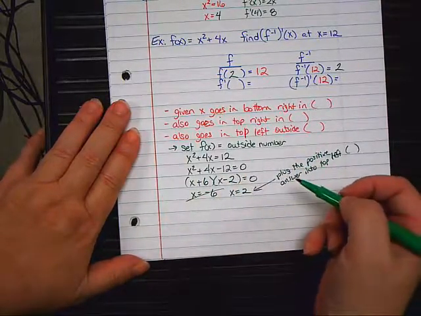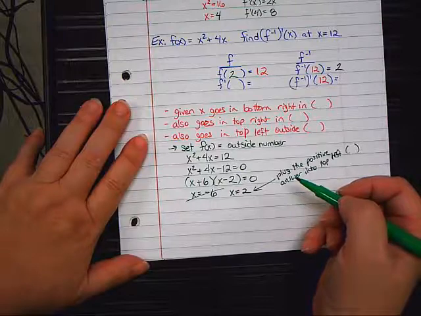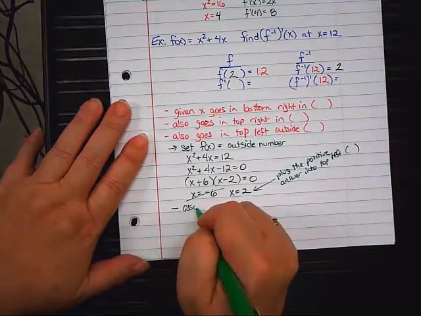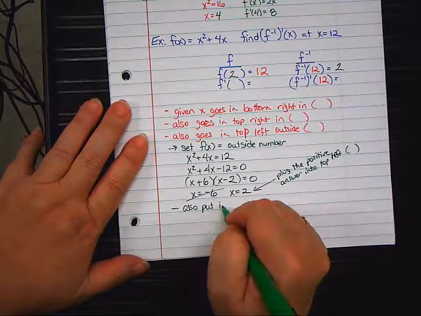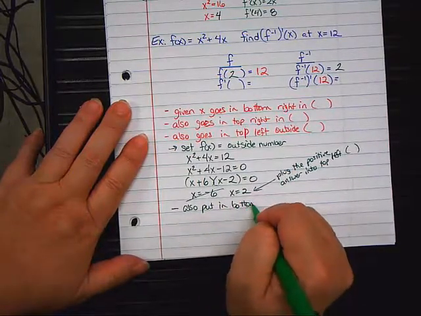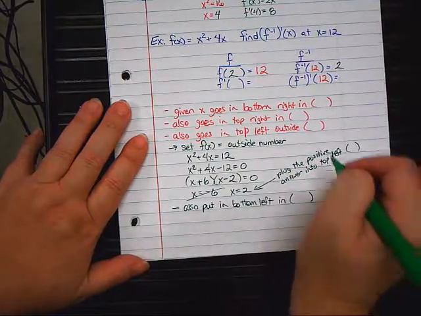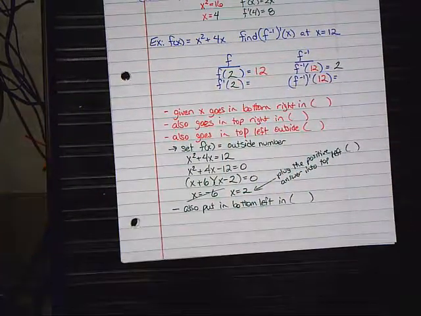Now, where is the other crucial place it has to go? Bottom left. Also put it in the bottom left in the parentheses because it is an x value.